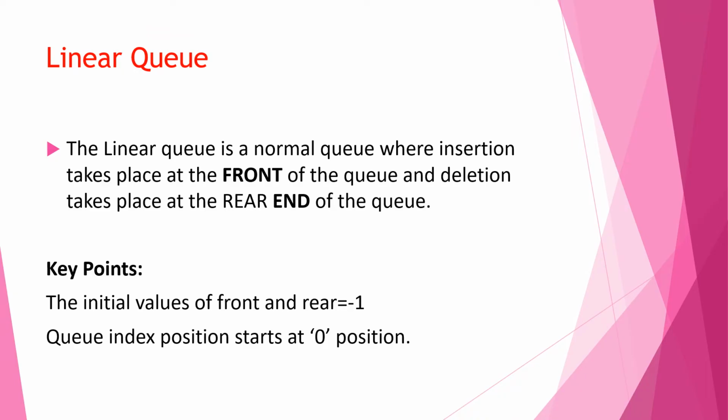Next, we discuss linear queue. The linear queue is a normal queue where insertion takes place at the rear end of the queue and deletion takes place at the front end of the queue. The initial values of front and rear are -1. Queue index position always starts at 0.